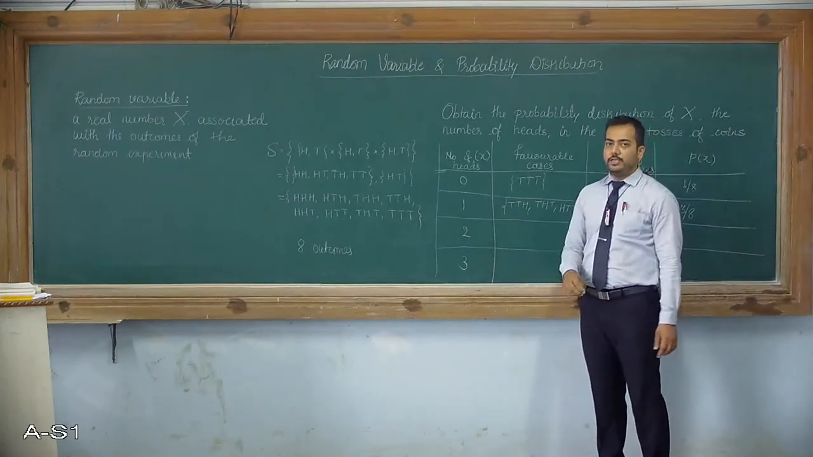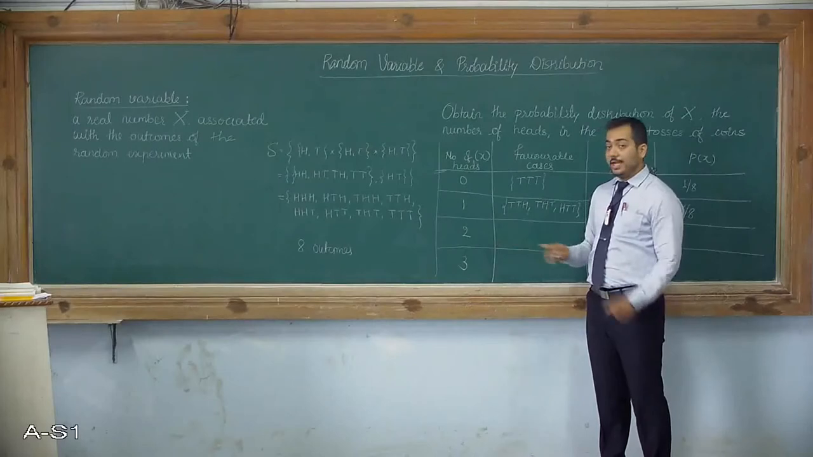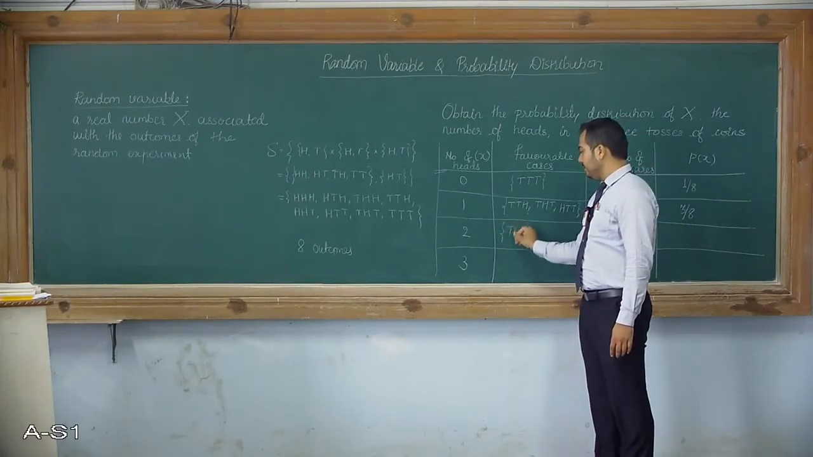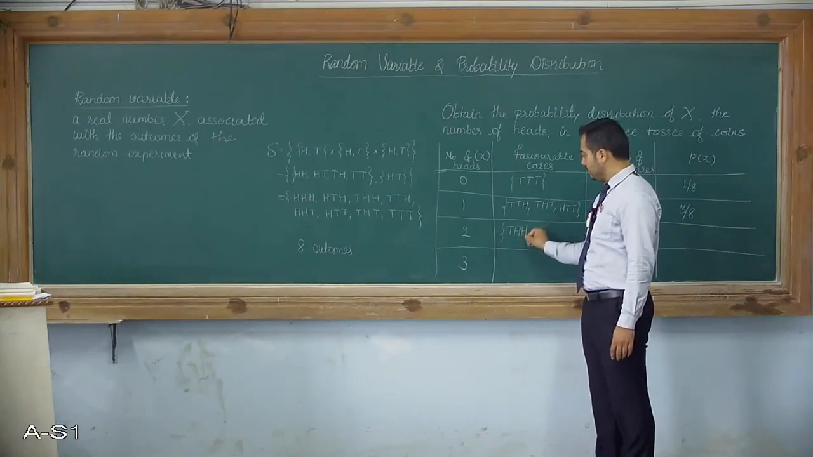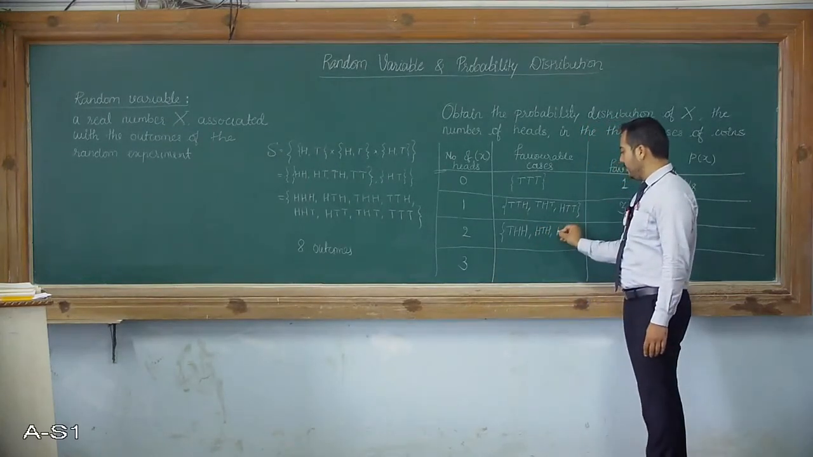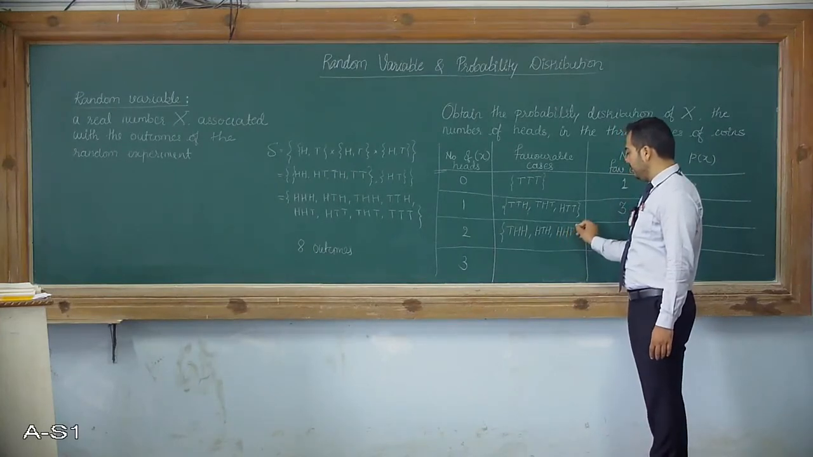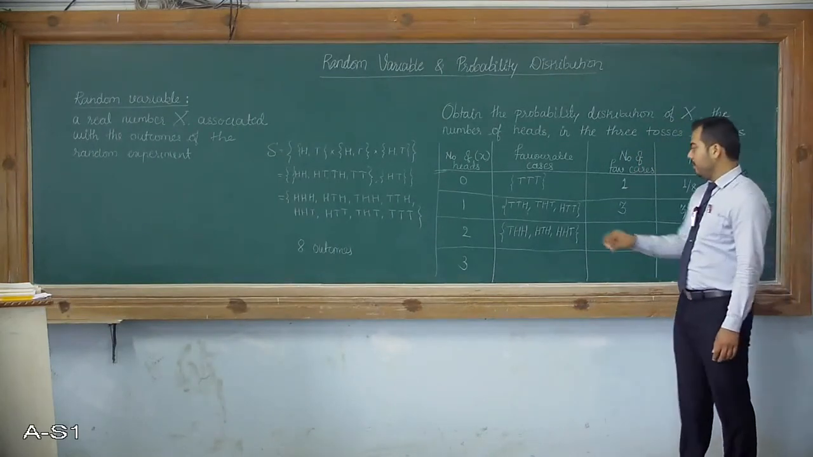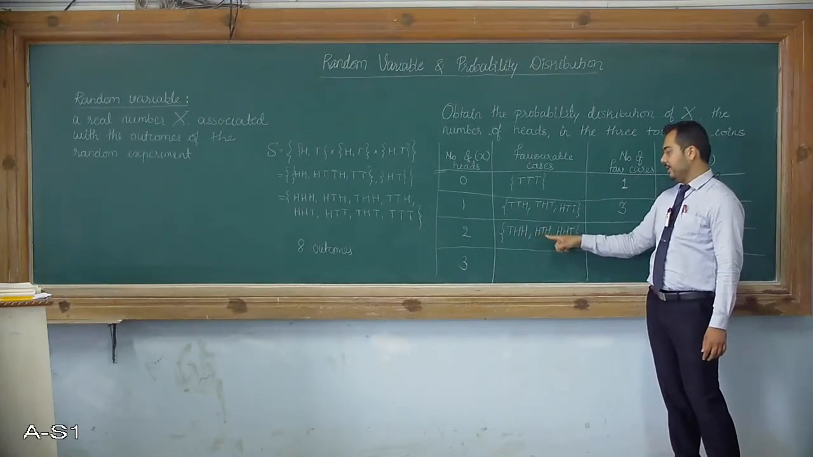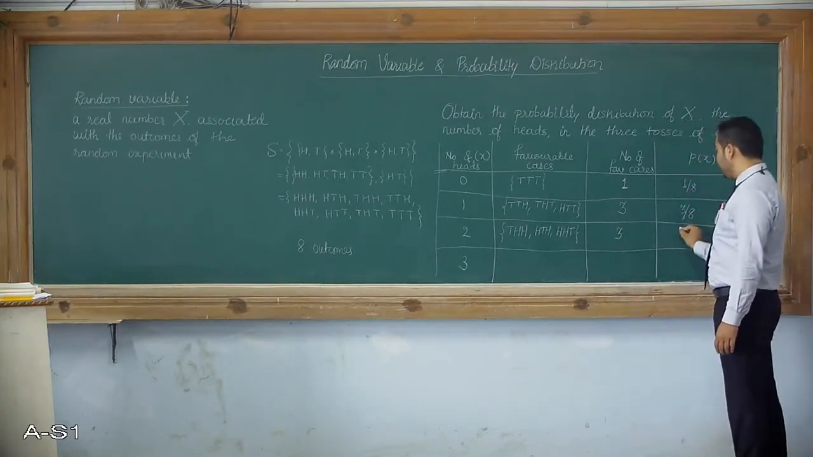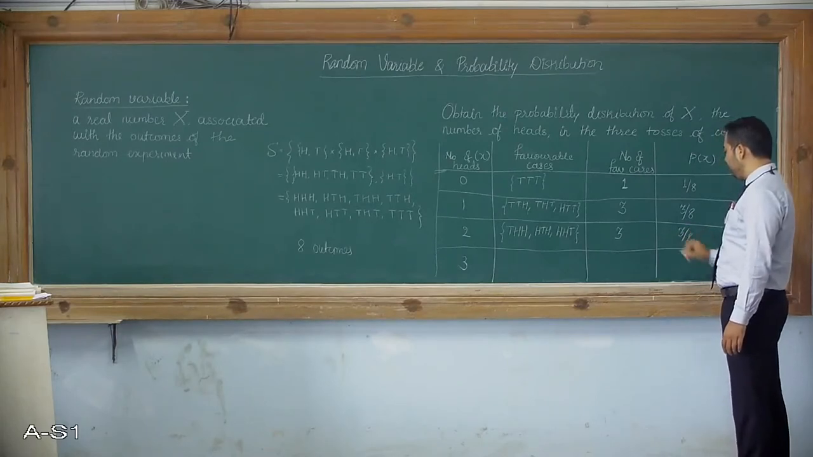Then the number of heads where we have 2. So exactly 2 heads we have to consider. So those cases are like this: T, H, H, then H, T, H, and then H, H, T. These are the possible cases we have. Tail, head, head, then head, tail, head and then head, head, tail. So there are such 3 cases and we'll have 3 divided by 8.